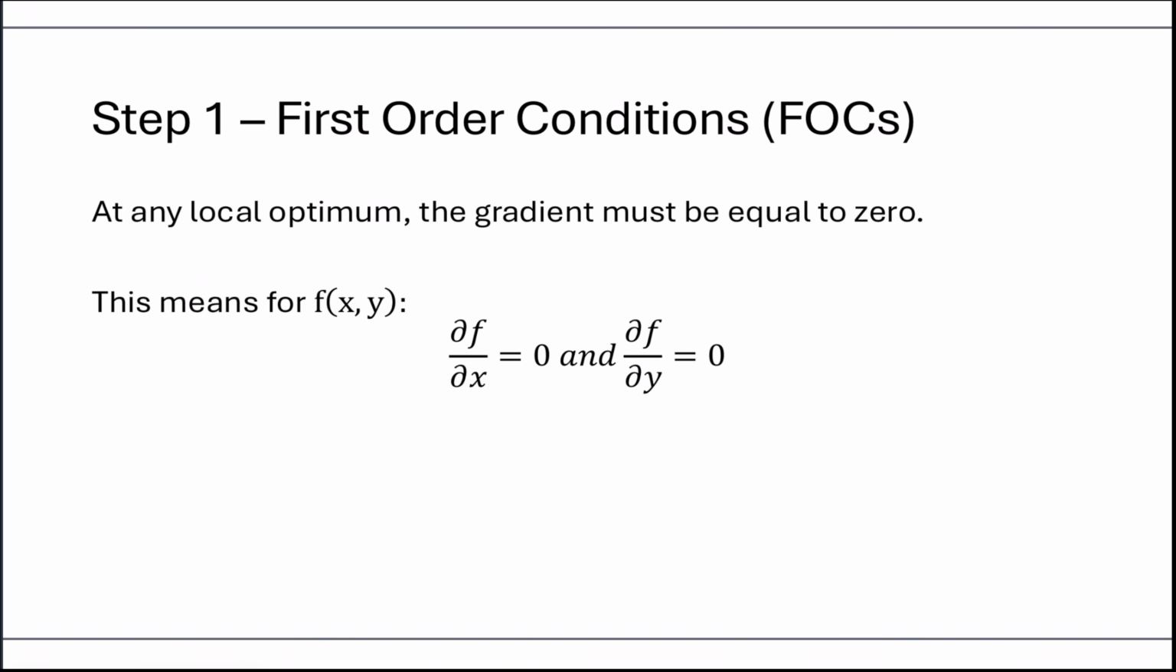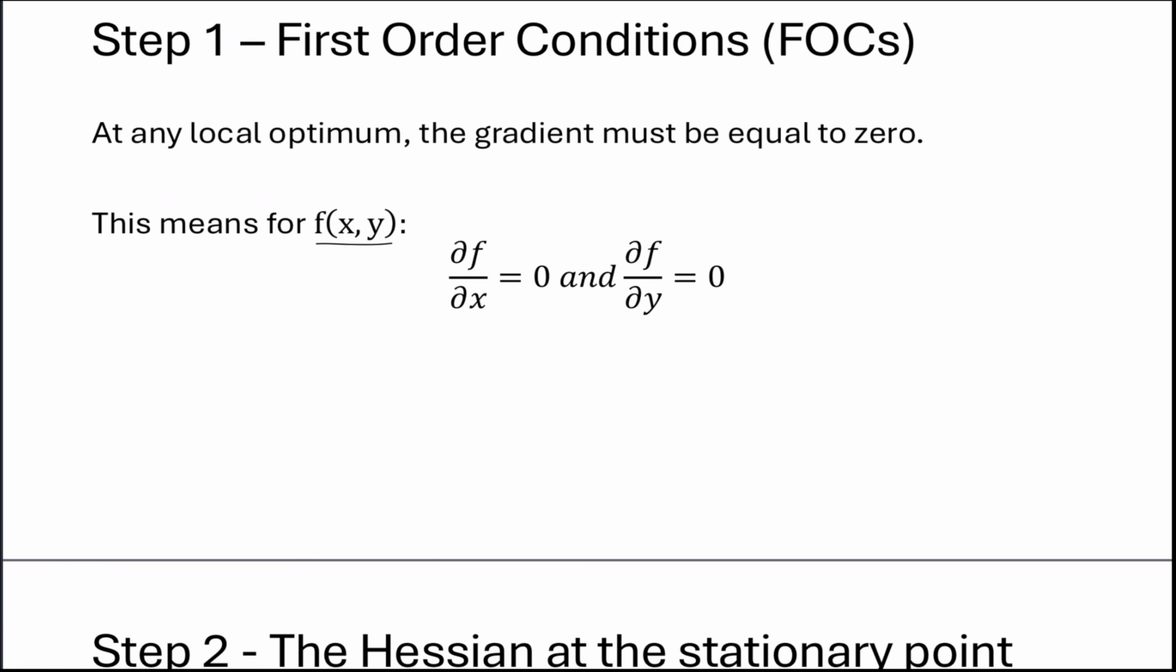So if we look at step number one closer, step number one is about first order conditions. At any local optimum, the gradient must be equal to 0. This means that for a multivariable function, for example, a function which has variables x and y, we need the partial derivative of the function with respect to x to be equal to 0, and the partial derivative with respect to y of the function also has to be equal to 0. And then we would solve these two first order conditions to find the optima.